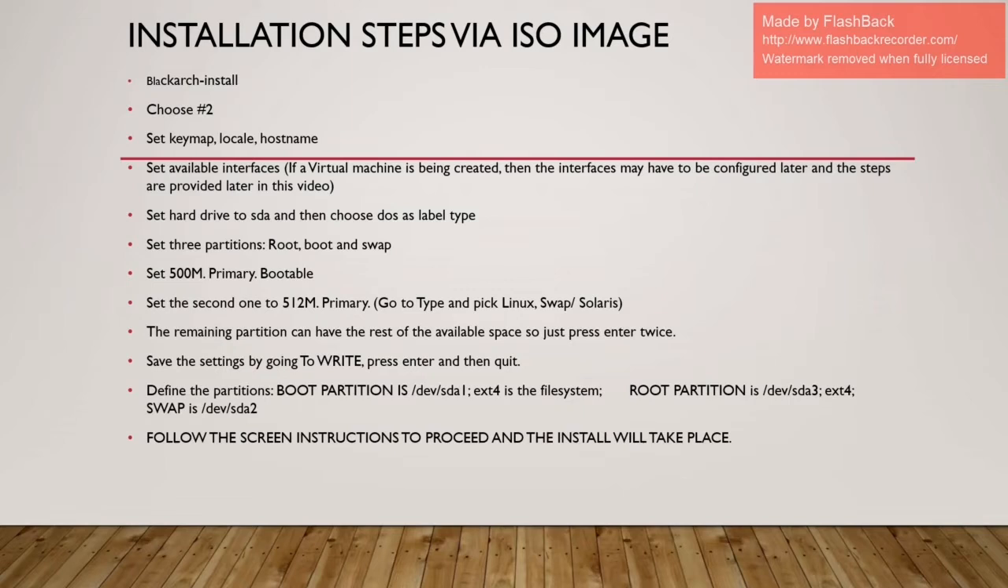So after you execute blackarch-install, the second option will arise and it will ask you to set your normal features such as hostname, locale, and keymap, because it wants to determine your preferences in regards to time zone and locale. Also, it will bring up your available interfaces. If you're installing BlackArch Linux on an actual host system rather than a virtual one, then the interfaces that come up will most likely include a wireless interface if it can recognize the wireless NIC.